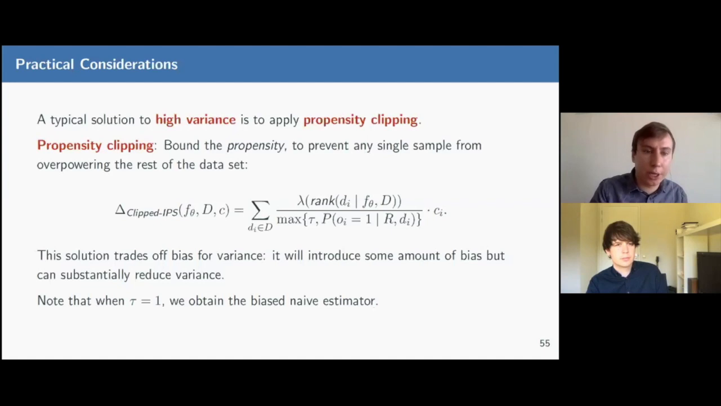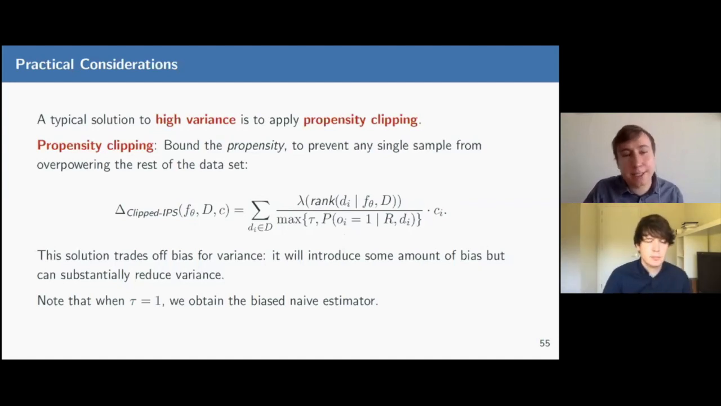So here we have a formula that's the clipped IPS estimator, similar to the IPS estimates that we've seen before. We have this lambda-weighted ranking function. We have some clicks that we're weighing this by. But instead of just dividing by this propensity, by this examination probability, we're limiting it by some factor, say tau. And we're choosing the maximum of these two values. So either that probability or some tau that we can then set. And that tau allows us to control how aggressive our propensity clipping is.